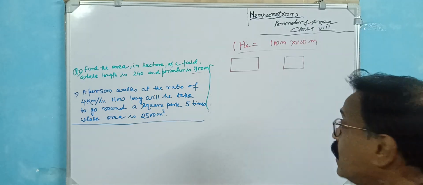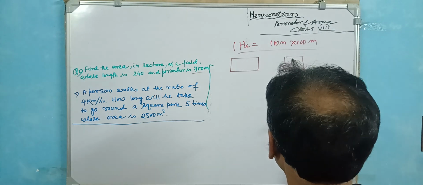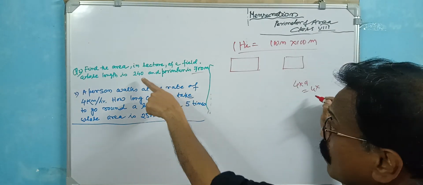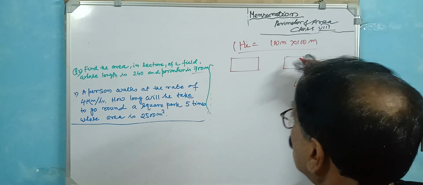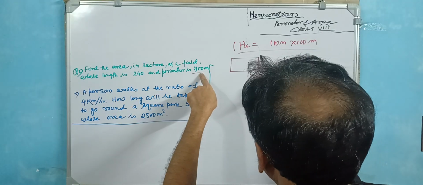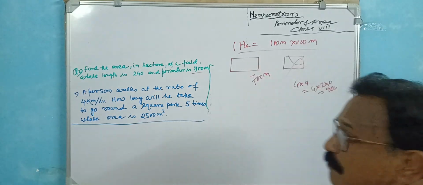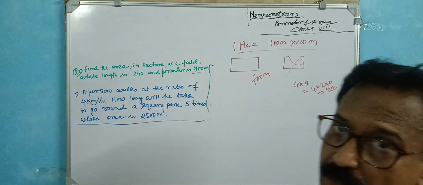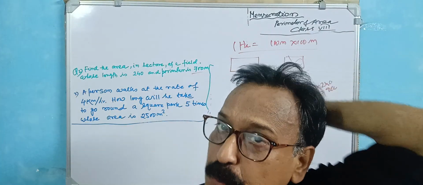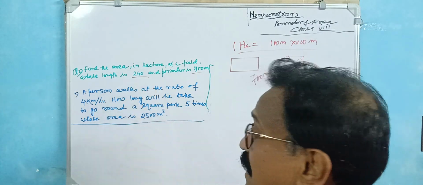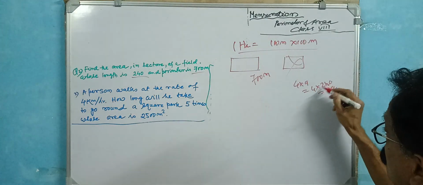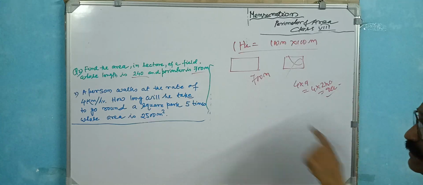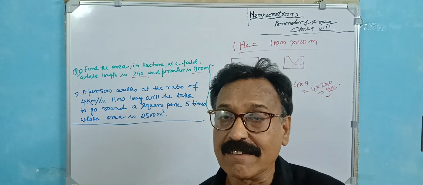In case of the square the perimeter is 4 into a, that means 4 into the length. If one side is 240, just calculate 4 into 240. This is 960, but here it is 700. So it's not a square. So it's a rectangle.